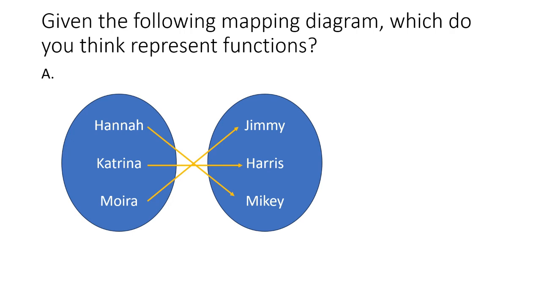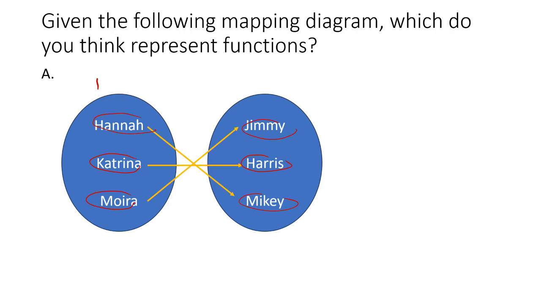Okay, so letter A, we have here Hannah. Look at Hannah. The partner of Hannah is Mikey only, right? So Hannah, Mikey, and then Katrina. Her partner is Haris, right? And Moira, her partner is Jimmy.